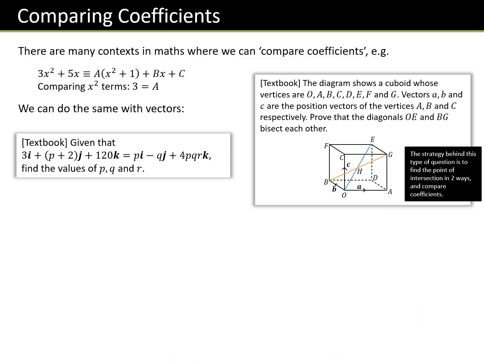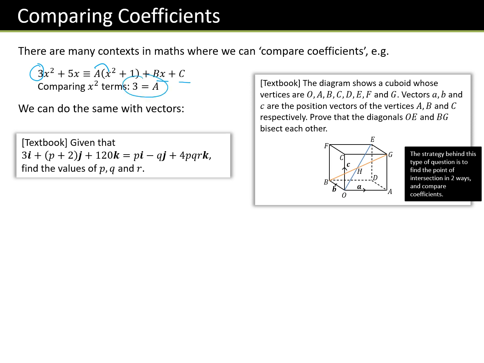Another skill that we use with vectors is comparing coefficients. You might see this in other areas, such as when you do partial fractions, which is an upper sixth topic in pure. So comparing coefficients, you've got 3 here, x squared. The only other x squareds on the other side, because the b and c are just single x and just the number on its own. The only way to get any x squareds is to have this a, so then a must equal 3.